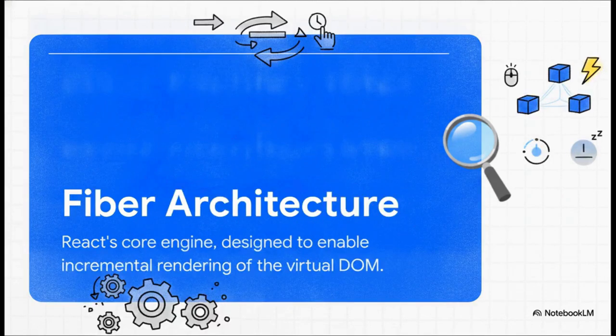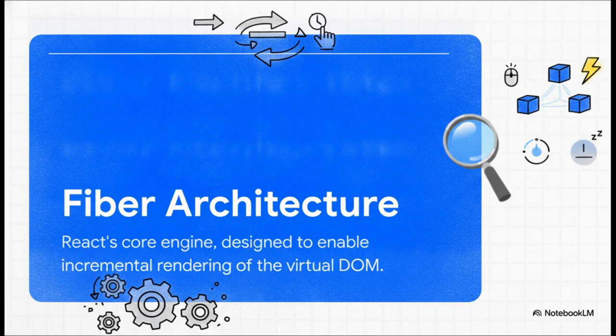possible. But to make reconciliation even faster and more fluid, React actually had to undergo a massive internal engine rewrite a few years back. And that rewrite is known as the Fiber architecture. Fiber is React's core rendering engine, designed specifically to enable incremental rendering of the virtual DOM. You see, before Fiber, React would start updating components and literally couldn't stop until it was finished. On heavy, complex apps, that could completely freeze up the screen.